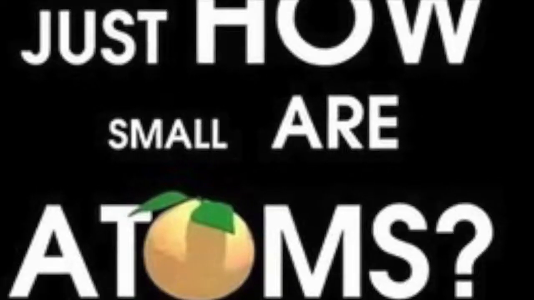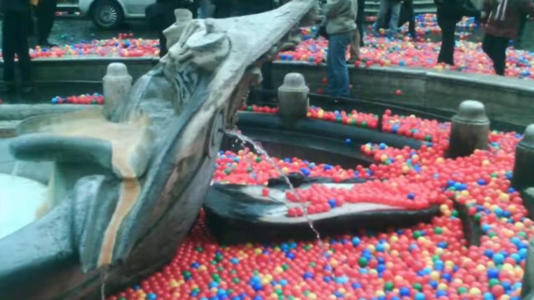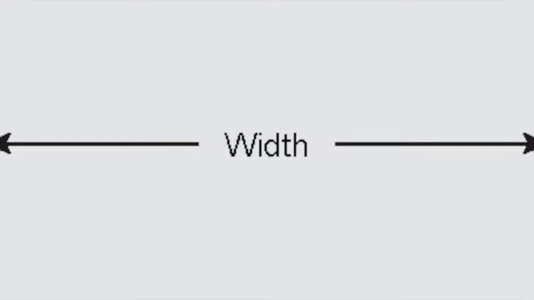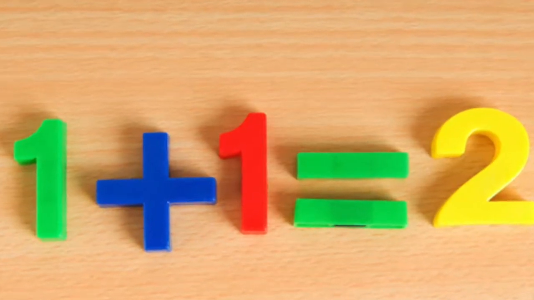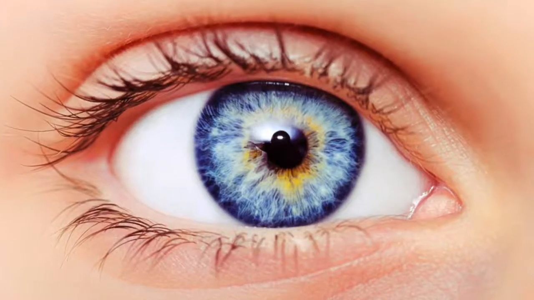So how small are we talking about? Well, think about a single piece of hair. There are about 500,000 atoms in the width of a hair. So it's obvious that atoms can't be seen by the naked eye.